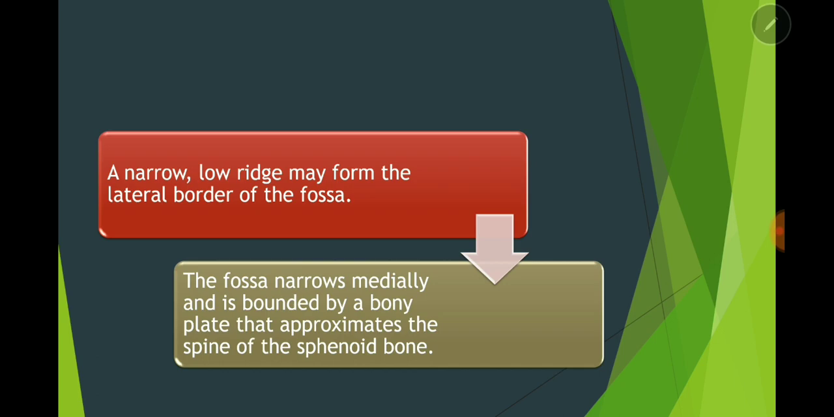So here, there is a narrow or low ridge which may form the lateral border of the fossa, and the fossa narrows medially. Okay, remember the medial pole of the condyle is pointed, so the fossa narrows medially, and is bounded by a bony plate that approximates the spine of the sphenoid.